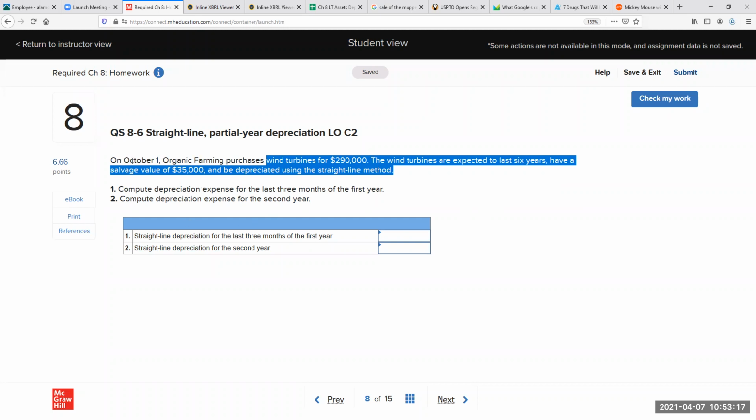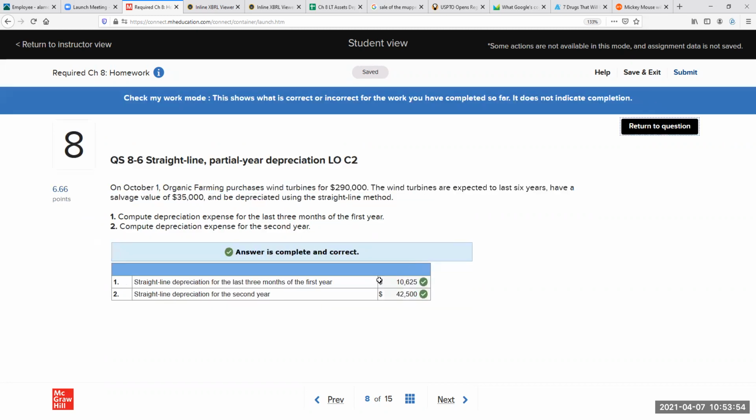But the thing is, you didn't buy it till October, November, December. How many 12ths is that? How many fractions of the year is that? 3 12ths. So 42.5 times 3 divided by 12 is 10,625 the first year. And then straight line for the second year, which was 42.5. All right, so they're just showing you bought it, you only get 3 months in that. Let's check my work. This is 3 12ths of a year, and this is all 12 12ths, which is 1.